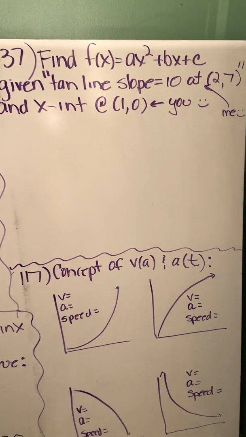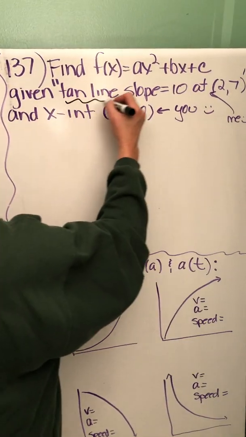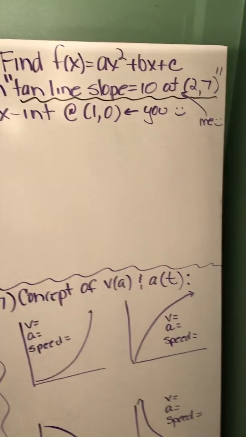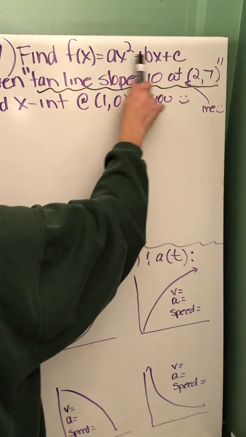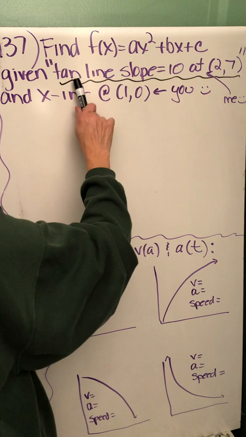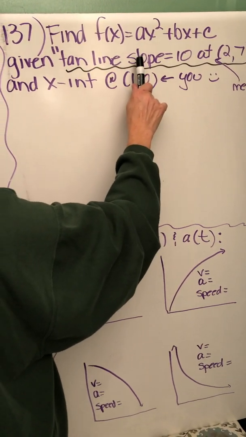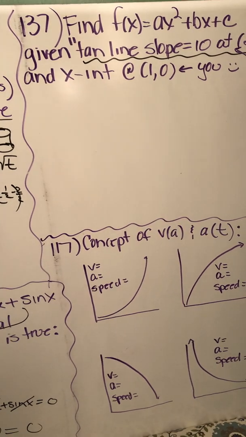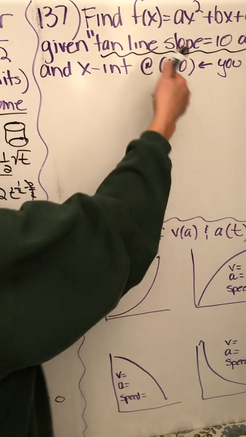That's going to be up to you to tackle. Here's what I want you to know right here. Most students would be really good. They would notice that the point (2, 7) must be on this graph because it says the tangent line has a slope of 10 at this point. So (2, 7) must be on the graph, right? So what do we do then?